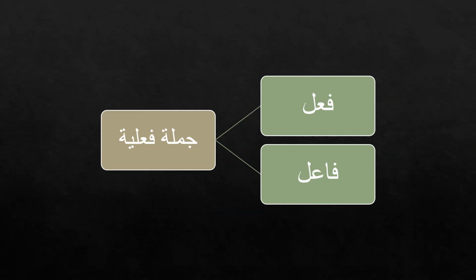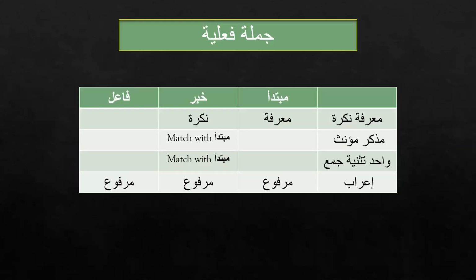Then we learned two main parts of jumla failiya, that is the fail and the faa'il. And the faa'il will always be just like in jumla ismiya, where we have the two important terms, mubtada and khabar, and they both are marfu. In the same way, the faa'il in jumla failiya will always be in the state of rafa, and that will be a marfu.